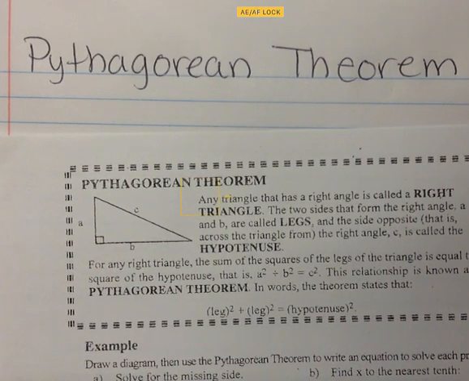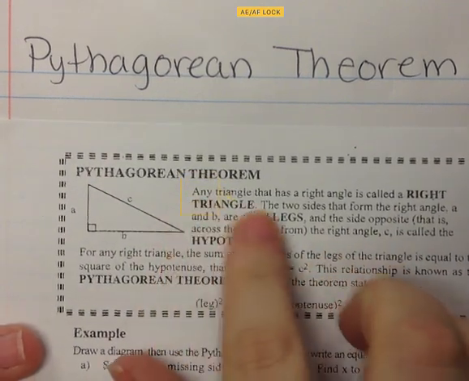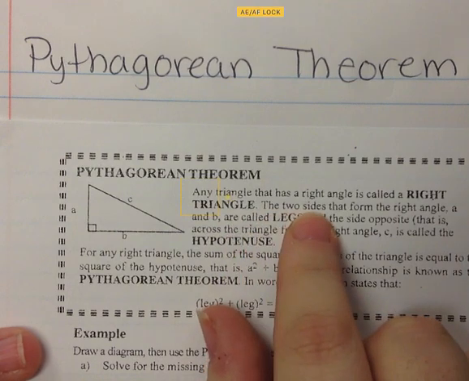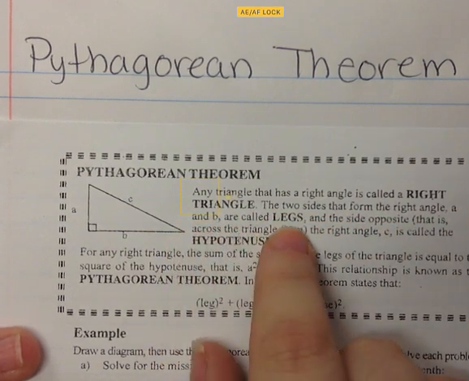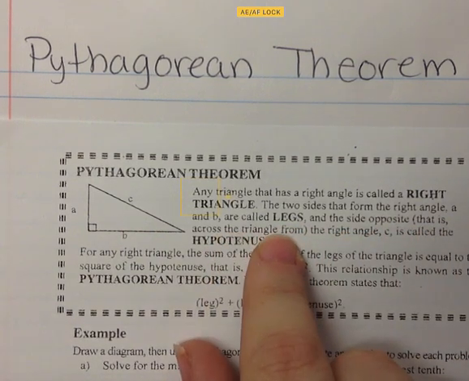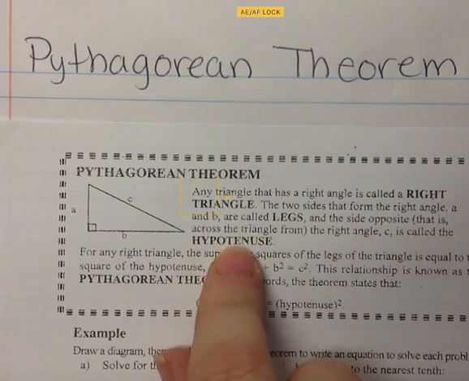This video is on the Pythagorean Theorem. Any triangle that has a right angle is called a right triangle. The two sides that form the right angle, A and B, are called legs, and the side opposite, across the triangle from the right angle, or C, is called the hypotenuse.